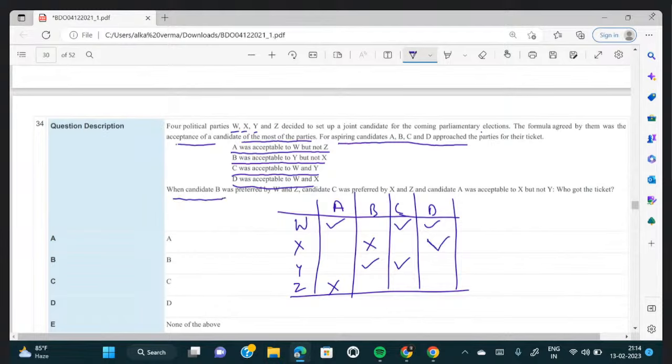Candidate B was preferred by W and Z. Candidate C was preferred by X and Z. A was acceptable to X but not Y. Who got the ticket?